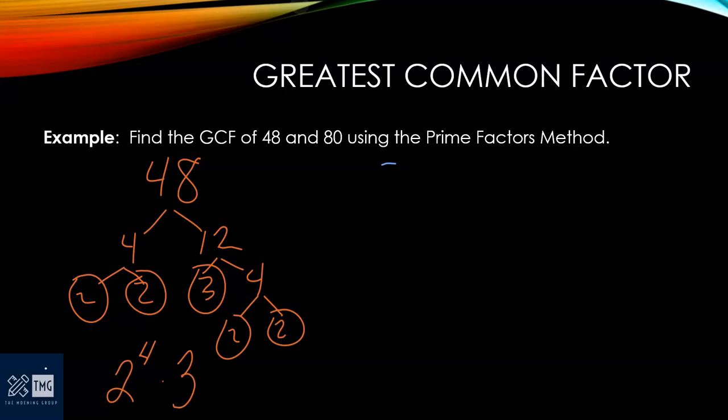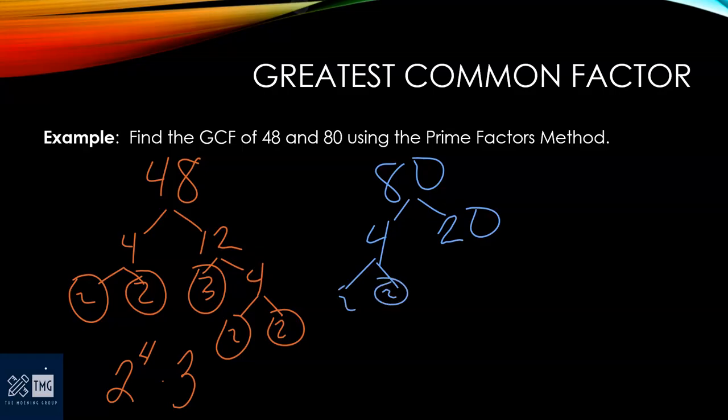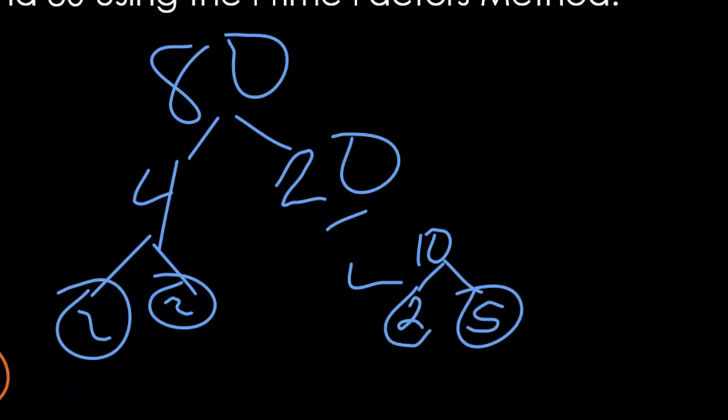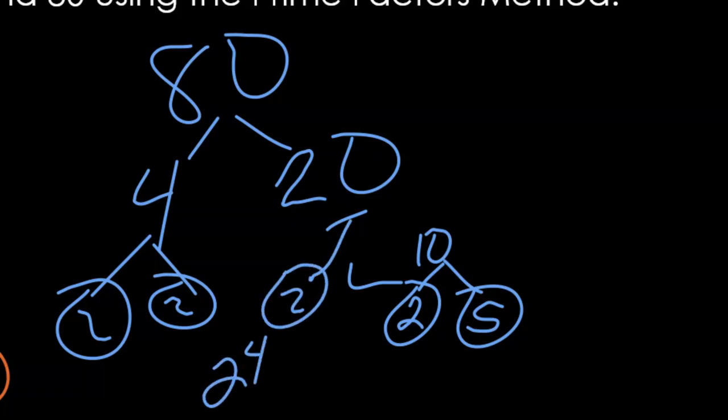Then we go to 80. Well, 80 breaks down into 4 and 20. 4 is 2 times 2. 20 is 2 times 10. And then 10 is 2 times 5. I lost my other 2 here. All right, so we have 2 to the 4th times 5.